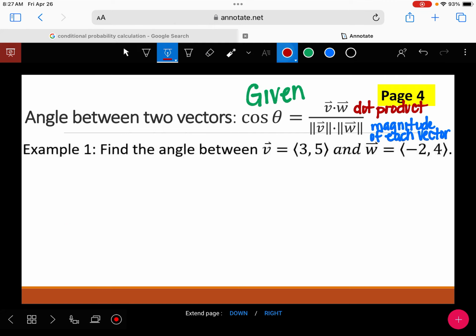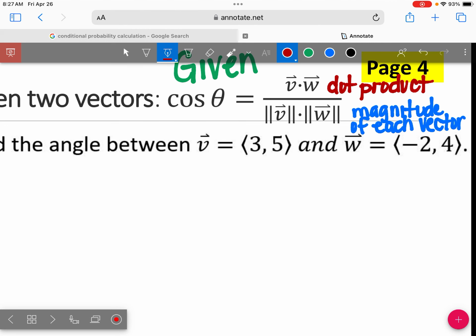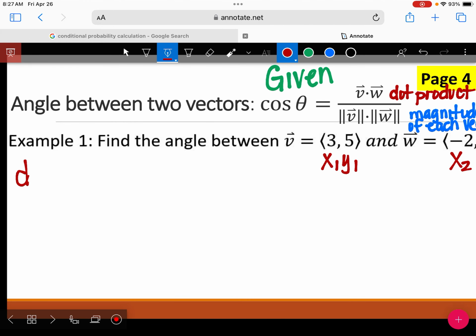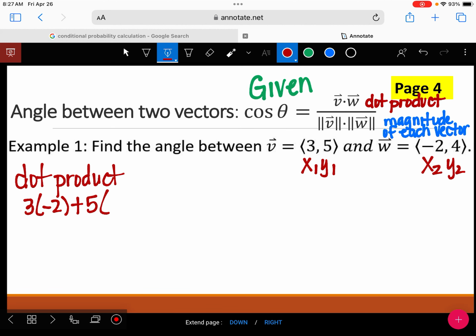Let me zoom back out. Okay, so let's start off by finding our dot product. So everybody find your dot product. So dot product, this is my x1, y1, and this is x2, y2. Find your dot product. So then we have our dot product, and now we need to find the magnitude of each vector.